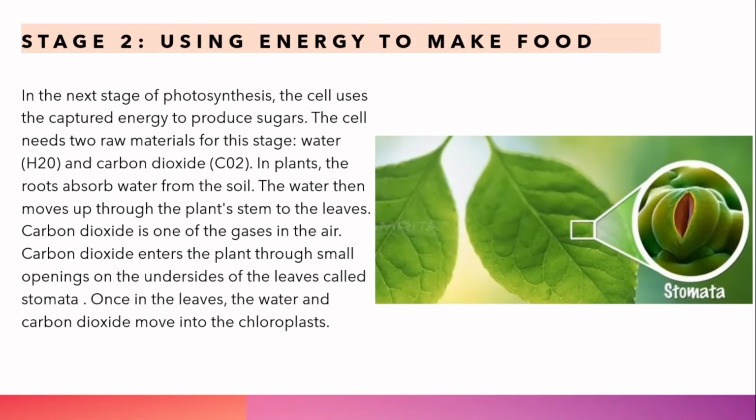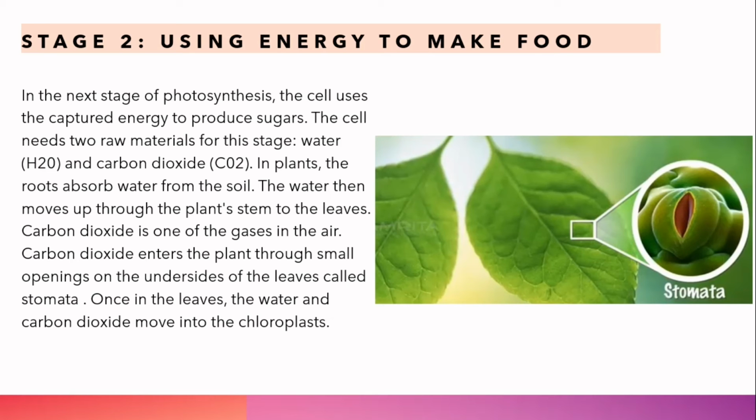Stage 2. Using energy to make food. In the next stage of photosynthesis, the cell uses the captured energy to produce sugars. The cell needs two raw materials for this stage, water and carbon dioxide. In plants, the roots absorb water from the soil. The water then moves up through the plant stem to the leaves.